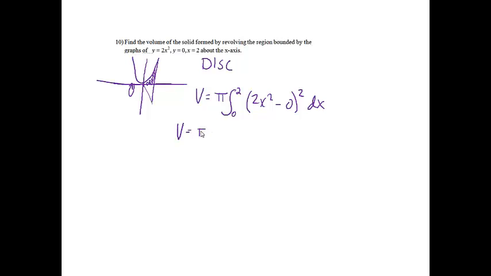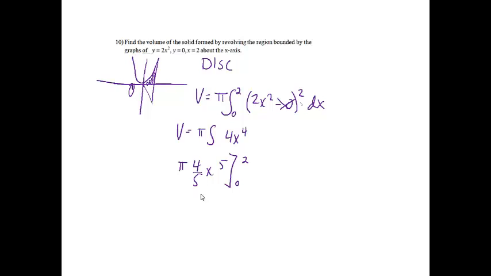All right, so we get volume equals pi. And then if I do 2, the minus 0 obviously doesn't count. 2x squared squared is going to be 4x to the 4th. And then when I take the integral of that, I'll get 4/5 x to the 5th. Obviously, I still have my pi there. I'm going to evaluate it at 0 and 2.